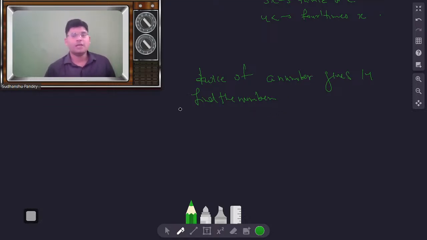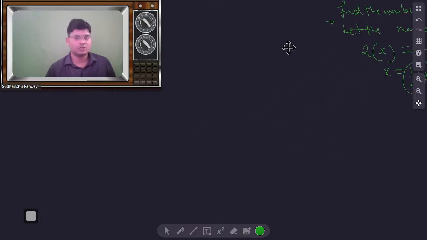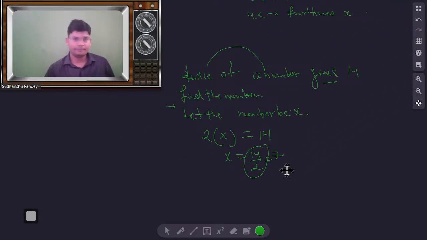You should say how we are going to solve. Let the number be x. Then twice of a number gives means is equal to 14. So x is going to be 14 divided by 2, which is equal to 7. Now you might be thinking, sir, why are we doing 14 divided by 2? I will make you understand all these things now. Up to here written?